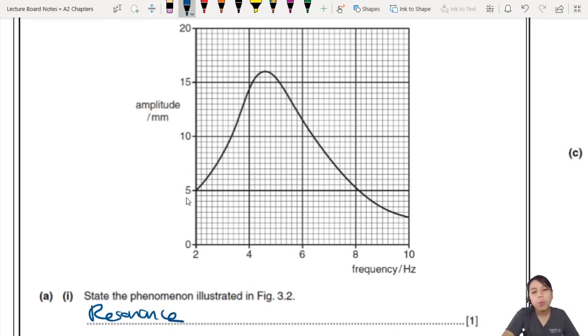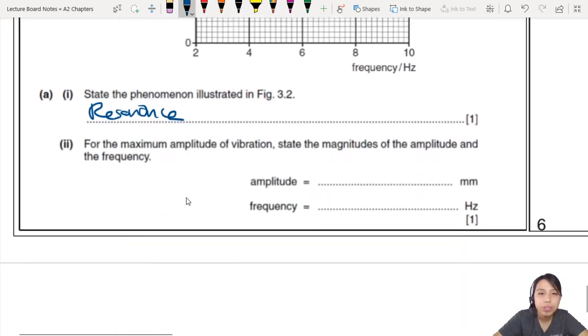You may say, Miss, why not damping? Cannot see damping. No. Damping is the graph we saw just now. Graph over time. You lose energy over time. But this is amplitude against frequency. So you're looking at a totally different phenomenon already. Resonance. Okay, so just write there resonance.